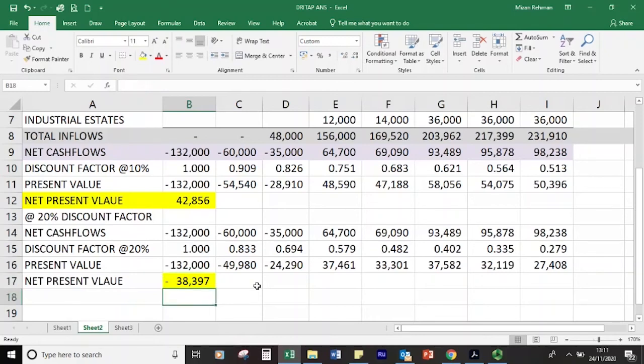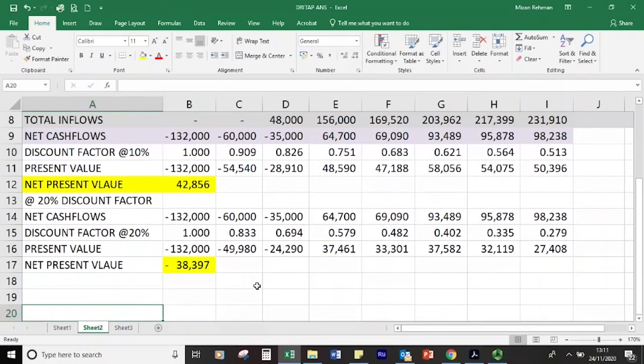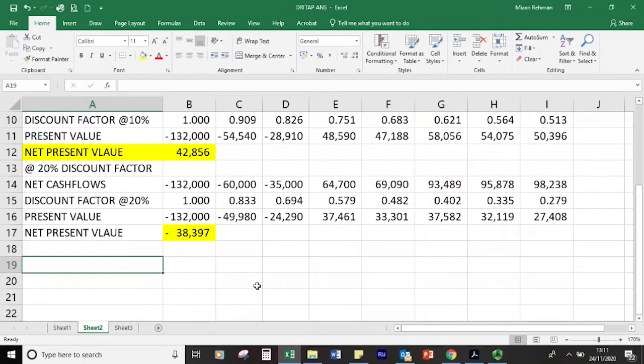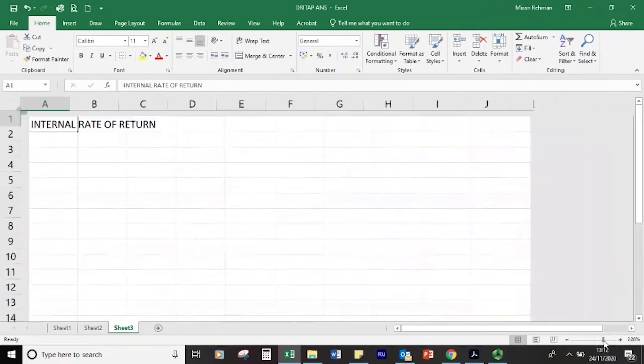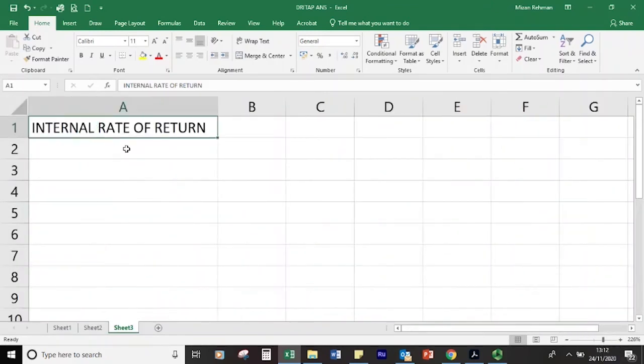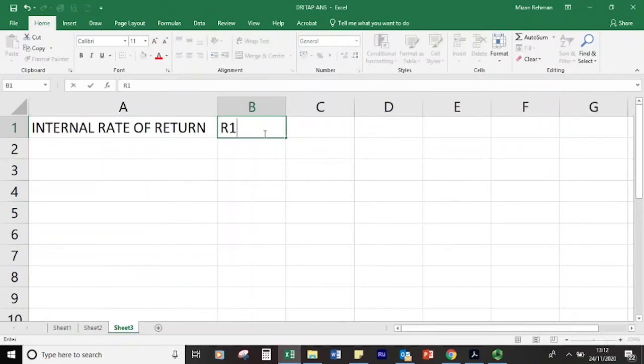Now, to calculate the IRR, we need a formula, and I'm going to give you that formula now. Let's enlarge this. Internal rate of return equals R1 plus NPV1. What does this mean? R1 is one rate where we get one NPV. So R1 is 10% in our example, and NPV1 is the NPV which we got using R1, 10%. These two need to correspond, otherwise you will get it wrong.